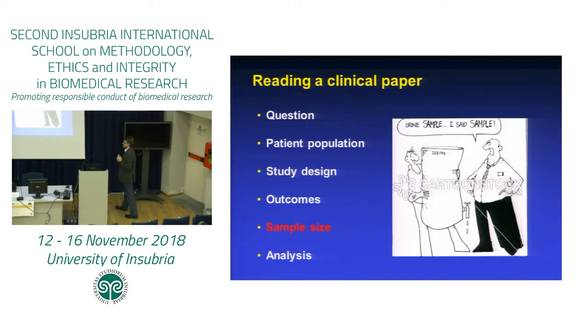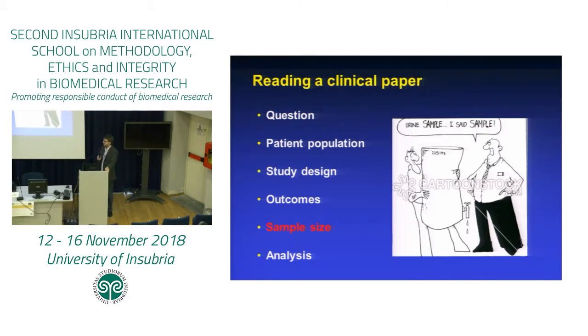Sample size. Ideally, we have to include all the population in the world. If we have to do a trial on hypertensive patients, we have to include all the hypertensive patients. It's not possible. That's the reason to calculate a sample.